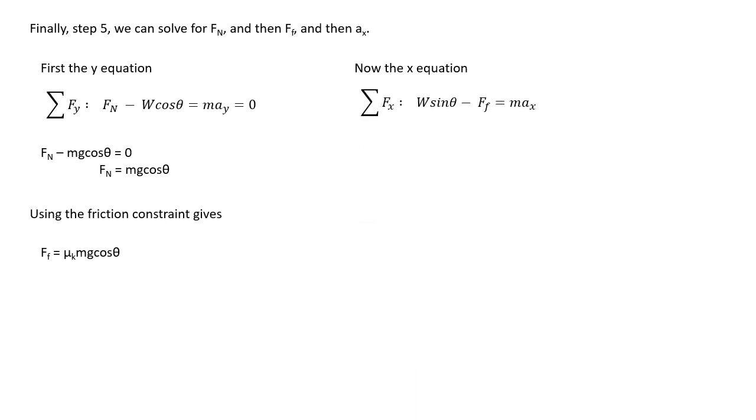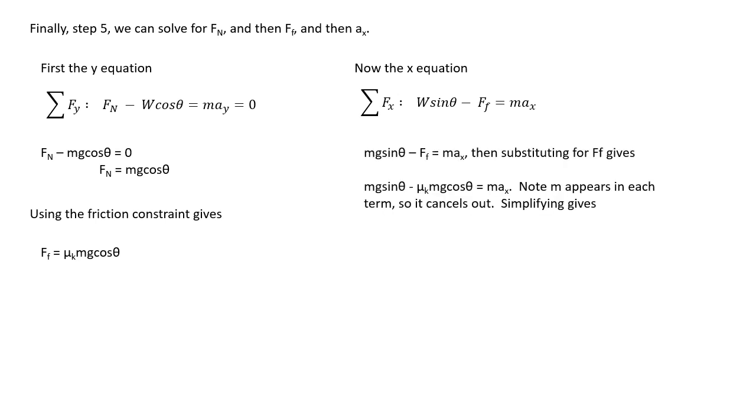F sub x gives me the equation of W sine theta minus the frictional force is equal to ma sub x. Substituting mg for W, I get mg sine theta minus the frictional force is equal to ma sub x, and then I substitute for the frictional force. So I get mg sine theta minus mu sub k mg cosine theta is equal to ma. Notice that mass appears in all three terms, and so it will cancel out. Mass is irrelevant in this case.